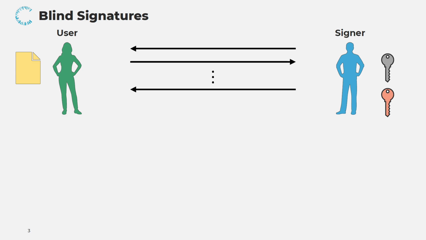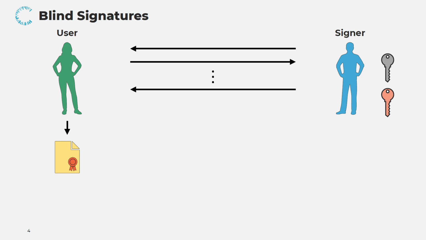Blind signatures are an example of interactive signatures, and they involve two main characters, a user on the left and a signer on the right. The signer with a secret key is able to issue signatures on messages which can be publicly verified using a public key. On the other hand, the user has a message, and after the interaction with the signer, will output a valid signature on that message.